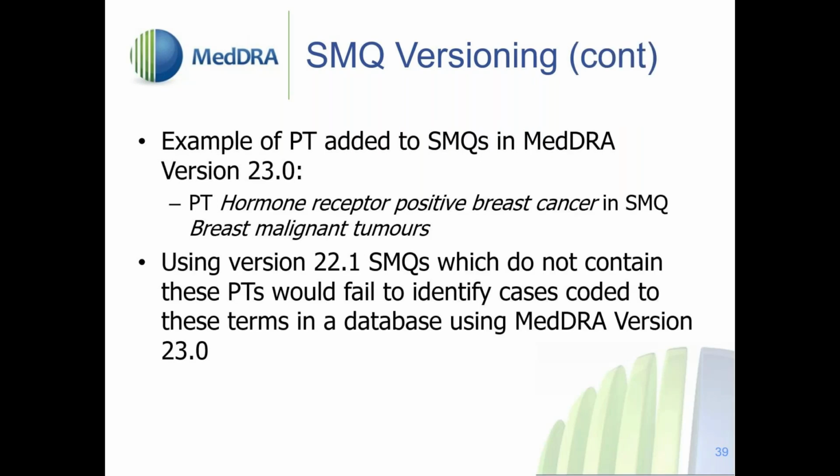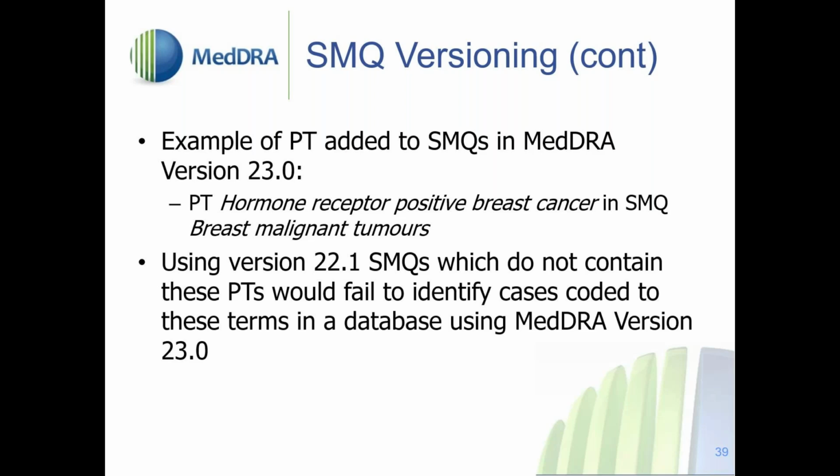So here's an example. In version 23, there was a new preferred term added to the SMQ in MedDRA that checks for breast cancers, and that PT was hormone receptor positive breast cancer. If you're using an older version of the SMQ, from 22.1 and older, it's not going to contain this PT. So if you have that PT coded in your data, you're not looking for it, so you're undercounting your data output results.